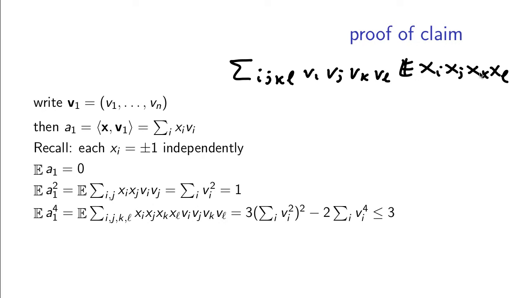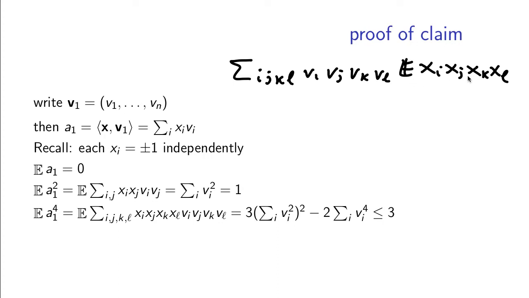This will also be 0 if 3 of the variables are equal to each other, and another one is different. For example, when this collapses to xi cubed times xl. Because again, we have a product of 2 independent random variables, xi cubed and xl, and they are both equal to 0.